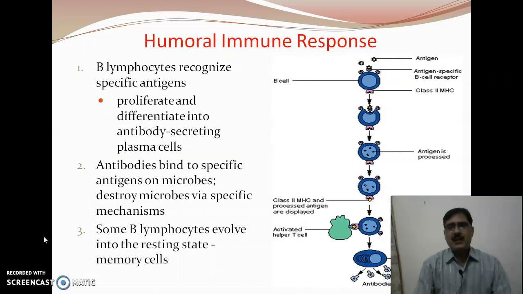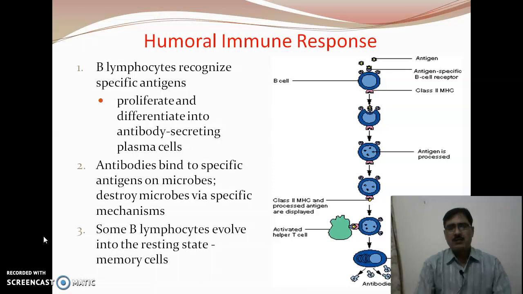Now, B lymphocytes, as we know, are responsible for the production of immunoglobulins or antibodies. How they function is depicted in this slide through the humoral immune response. First of all, the B lymphocyte recognizes the specific antigen, and after recognizing it, it proliferates and differentiates into antibody secreting plasma cells. These antibodies bind to specific antigens on the microbes and destroy microbes via a specific mechanism, the humoral mechanism.